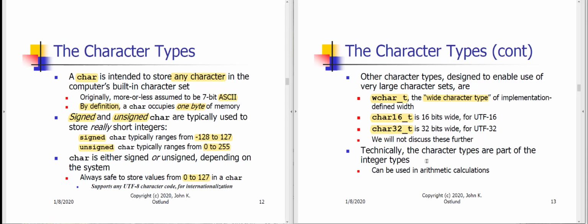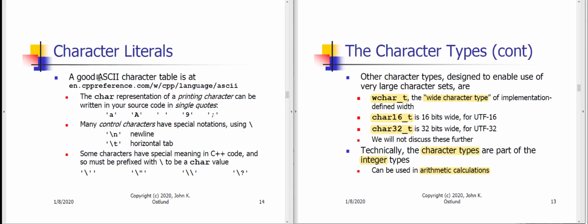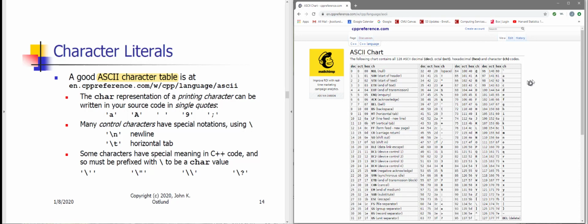In C++, everything is very close to the machine. And character data types, it turns out, are a subset, if you will, of the integer data types. And in fact, you can use characters in arithmetic computations, which may seem a little strange. If you want to see a good ASCII character set table, there's one on the cppreference.com website. Let me go ahead and pull that up in a browser. Okay, so I've pulled that up in a Chrome web browser.